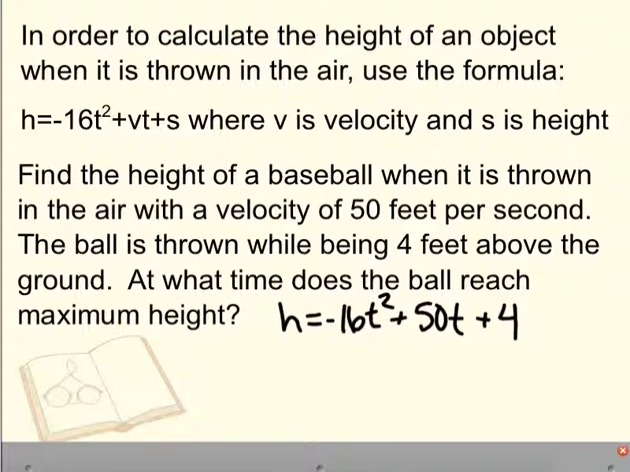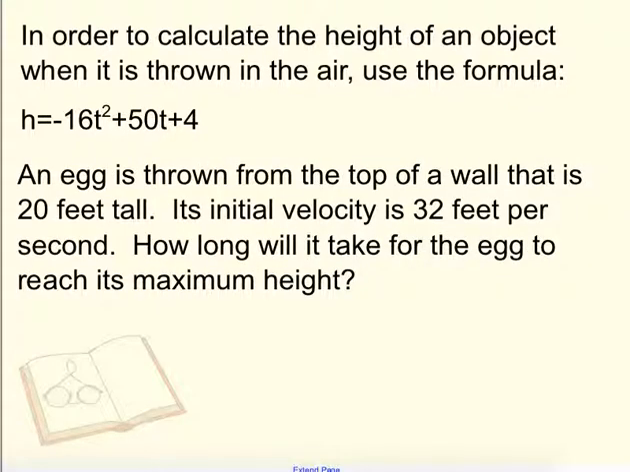What time does it reach maximum height, meaning I want the vertex. So in this case, I need to find negative b over 2a, so negative 50 over 2 times negative 16. I would simplify that and plug it back in to find the height. All right, that's all we're doing, is finding the vertex even in these types of situations. Plug it in, simplify, and you can find your height. And same goes with this one as well. You can try that one on your own.